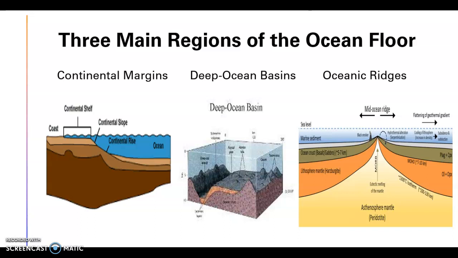The deep ocean basin lies between the continental margin and the oceanic ridge. Deep ocean trenches, volcanic islands, seamounts, and the abyssal plains can be found in the deep ocean basin. Oceanic ridges can be characterized by high heat flow, earthquakes, and recent volcanism.